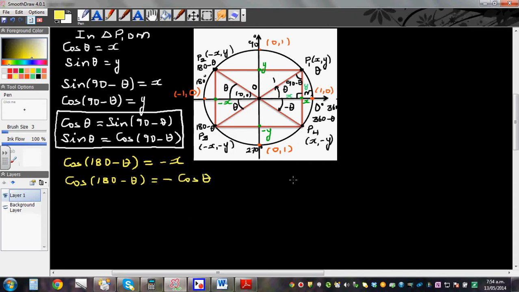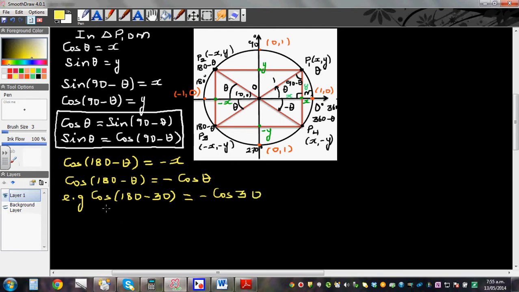Or using symmetry, you can understand cos theta is x, and this angle is 180 minus theta. At P2, the particle has moved 180 minus theta degrees and the x coordinate is negative x. And what is x? X is cos theta. So let me give you an example. What does this mean? This example means cos 180 minus 30, so theta is 30, is equal to minus cos 30. That's what we have proved.